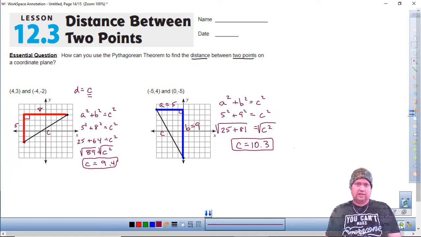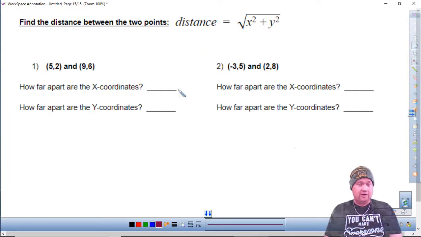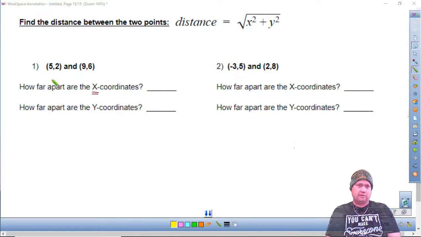Let's go ahead and take a look at another scenario. What if I don't have a graph and I'm still asked to figure out how far apart these 2 things are? We have to ask 2 questions. One, we want to know how far apart the x coordinates are, and the x's, those are our first numbers. So that 5 is our x, and that's also our x. And I know that from 5 to 9 on a number line, those 2 numbers are 4 apart.